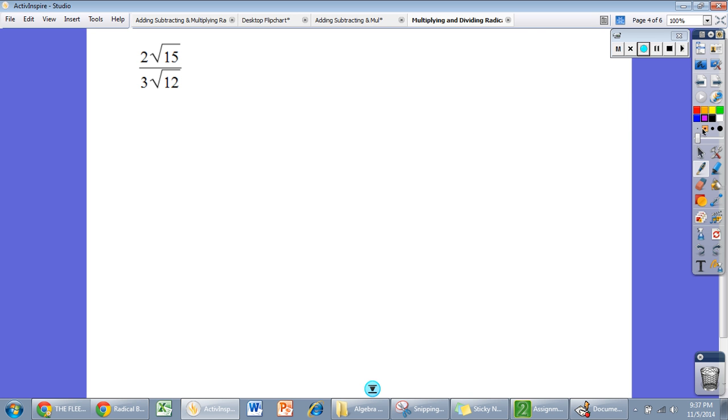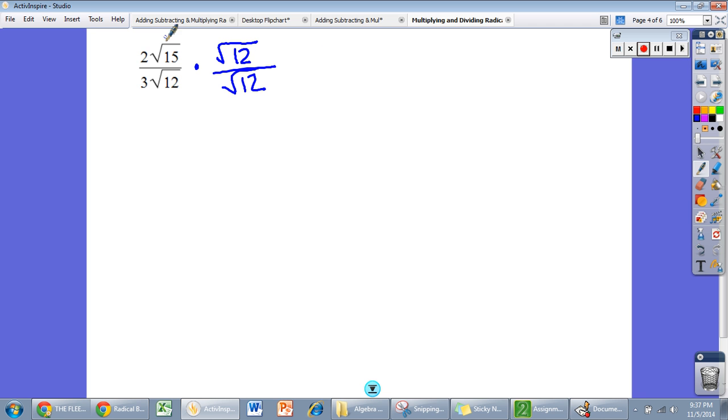With this problem here, we do have a radical in the denominator. I don't worry about simplifying it. I just get rid of it. So we're going to multiply by the square root of 12 divided by the square root of 12. You might be asking, why didn't I put the 3 in there? Well, it's not underneath the radical sign, so why make it even more complicated?